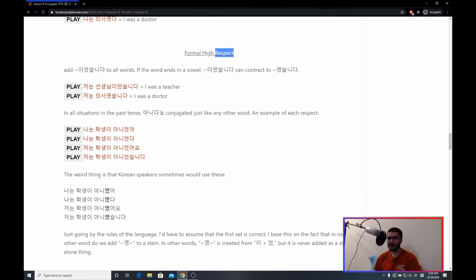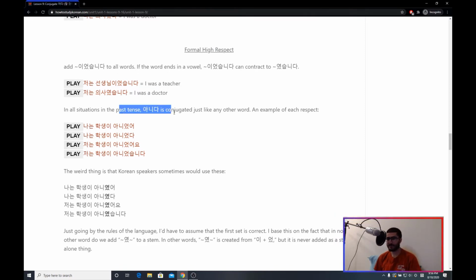의사였습니다. I think this is relatively straightforward. You kind of just add it onto there. If there's a 받침, if there's no 받침, you don't really add it on. You shorten it. In all situations, the past tense 아니다 is conjugated just like any other word.